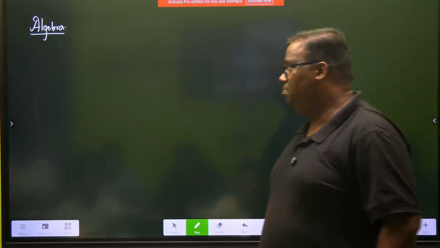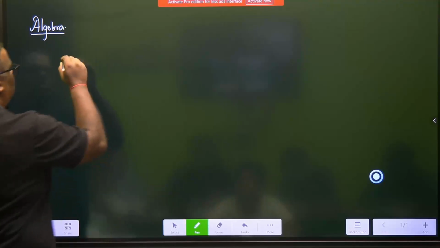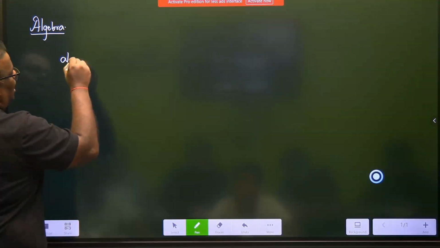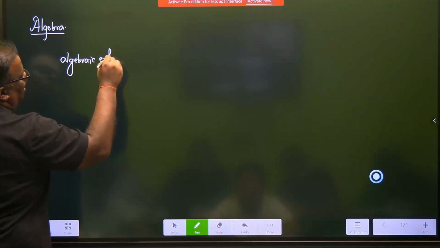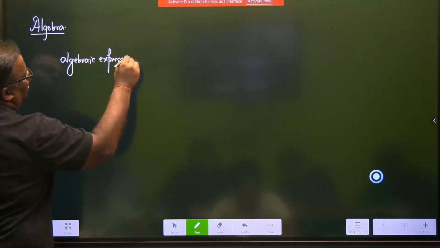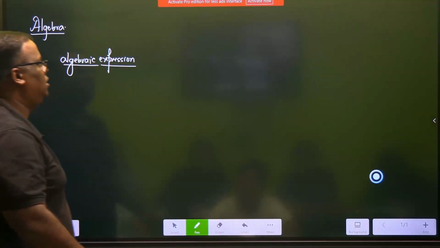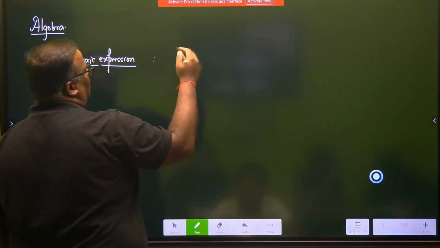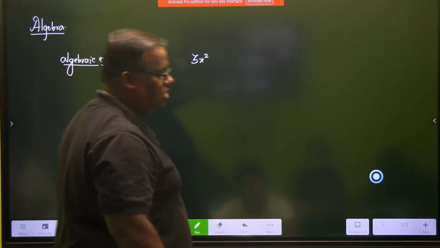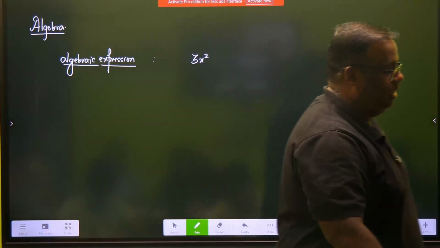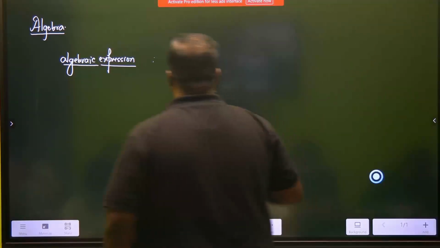So first, let us get some basic concepts cleared. And our first basic concept will be about something called an algebraic expression. An algebraic expression. Right. So an algebraic expression usually will carry, let me give you a small example. Suppose I'm writing, say 3x square. Now, this is an algebraic expression, okay? This algebraic expression will have certain terms that we should remember.